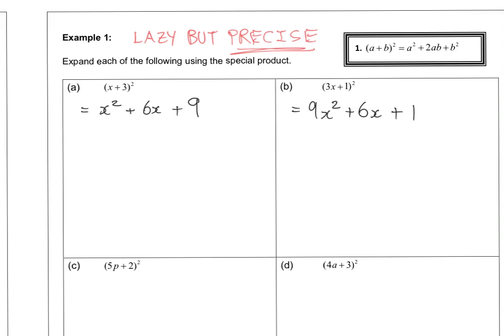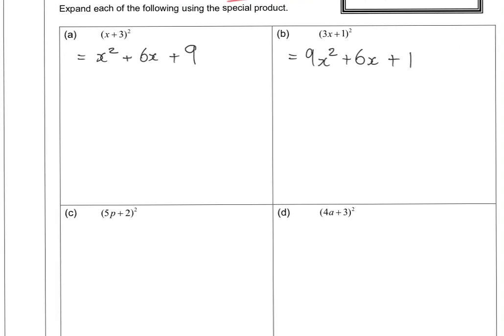Okay? I'll do one more last one and let you try on your own. The one below. Please go through it in your head right now. 5p squared. What am I going to get? The number, I'm going to get 25, right? And the p multiplied by p is p squared.